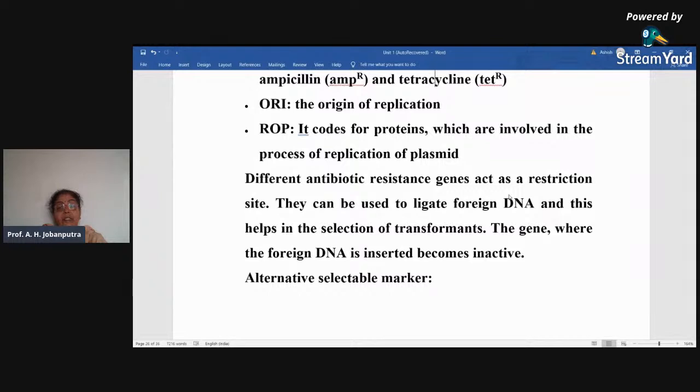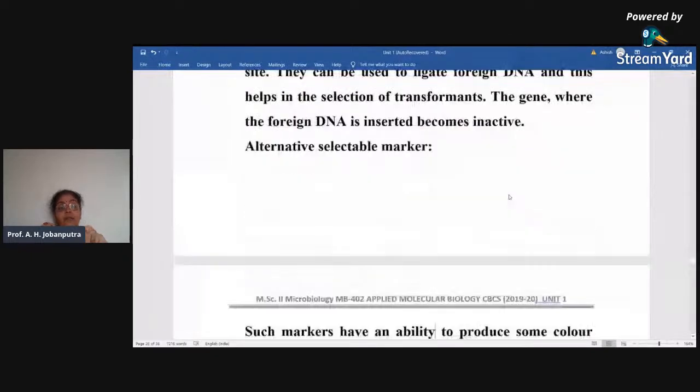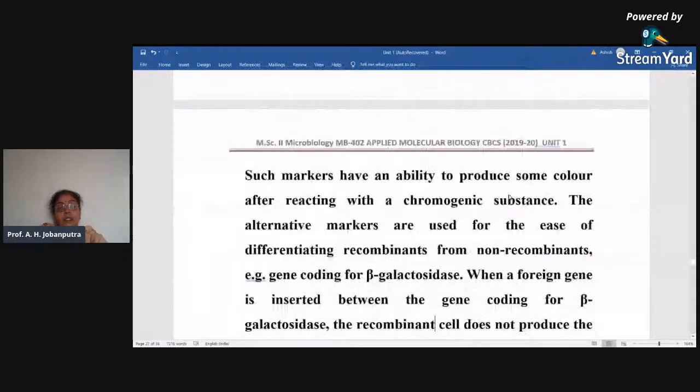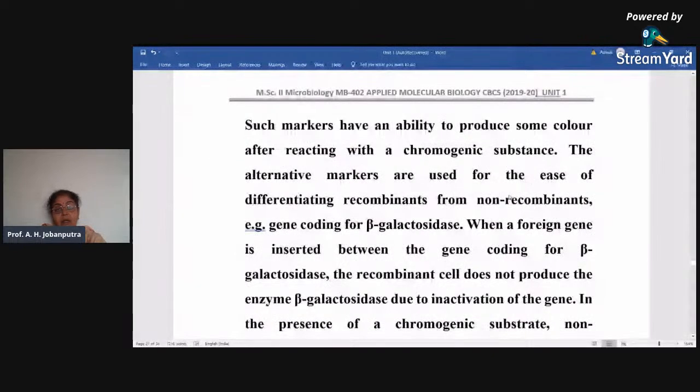Different antibiotic resistance genes act as restriction sites where you can insert the gene of interest and ligate it, then transform that vector into the host cell and express the gene in the host cells. Alternative selectable markers are also present, so they can produce some color, that is a chromogenic substrate, if you are using one. Initially it is colorless, then you can add it. X-gal is the best example.